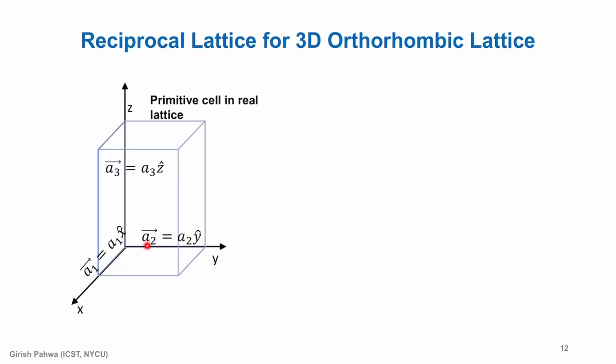So this can be a1, a2, a3. So they are not all equal. So it's called orthorhombic, not cubic. Cubic means a1, a2 and a3 are equal. Orthorhombic means they can be different, but they are mutually perpendicular. So let me have a lattice like this.